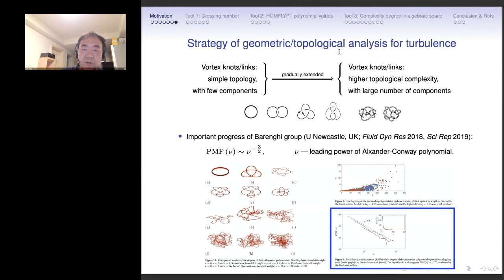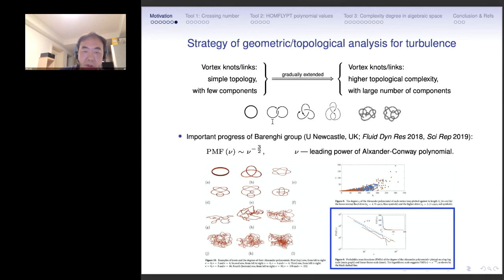The strategy of this direction is, because of the difficulty of geometric and topological analysis, people have to start from simple configurations, like the trefoil and figure-8 knot and so on. Then if we get some awesome results, we can extend them to complex systems with a large number of components or with higher topological complexity, right? That is the idea of the second research direction.